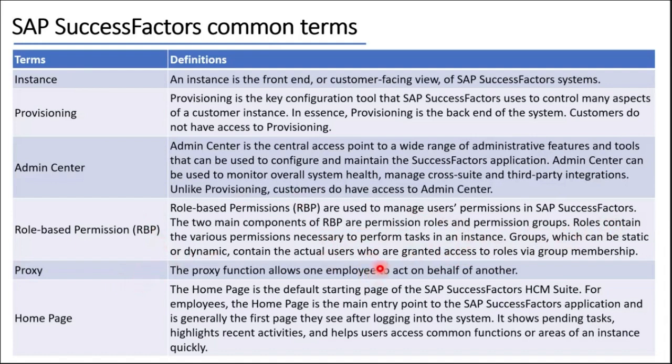And coming to the home page. Home page is the default starting page of the SAP SuccessFactors Human Capital Management suite. For employees, the home page is the main entry point to the SAP SuccessFactors application, and in general the first page they see after logging into the system. It shows pending tasks, highlights, and recent activities, and helps users access common functions or areas of an instance quickly. So this is the first landing page when you log in. That is called the home page. It has navigation to all the sections of the SAP SuccessFactors application.